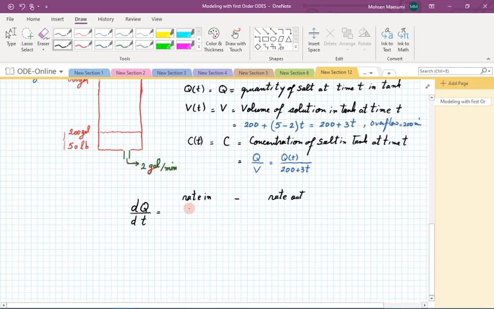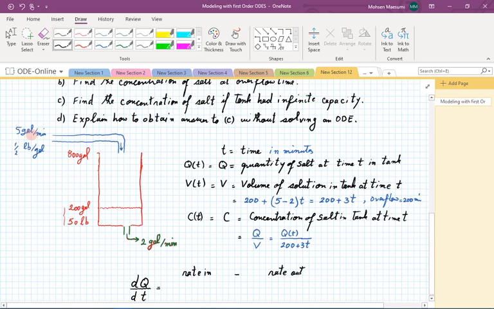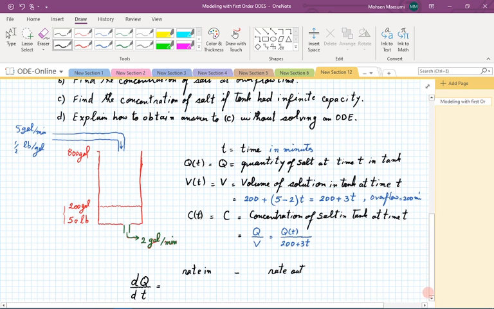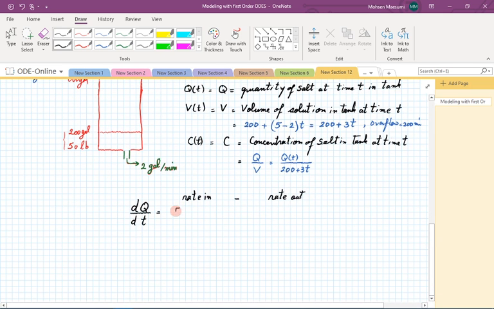Well, rate in. We have a volumetric rate. 5 gallons is coming in. Each gallon has half a pound of salt. So overall, how many pounds of salt are coming in per minute? We just simply multiply these two. I'll have 5 gallons per minute times half a pound of salt per gallon. That's taking account of the incoming.